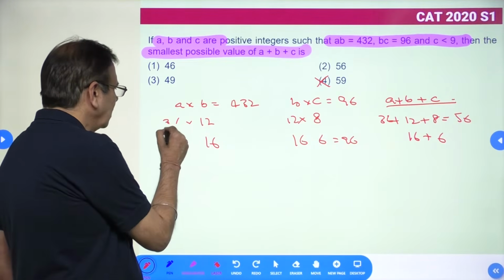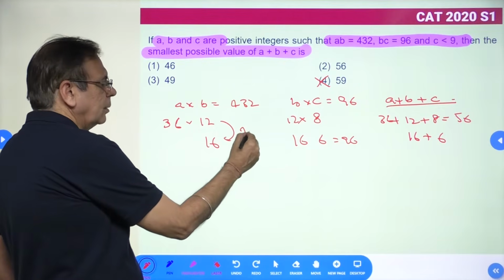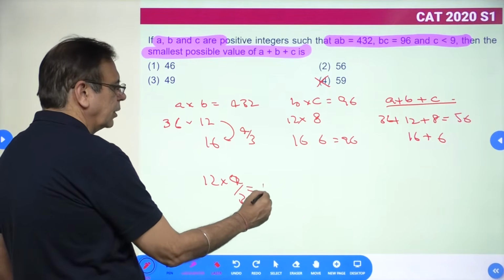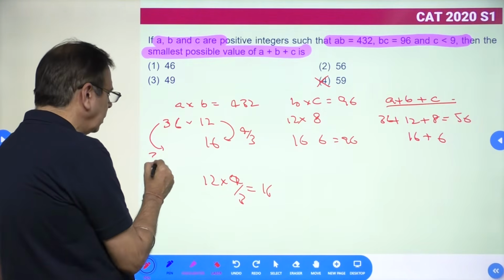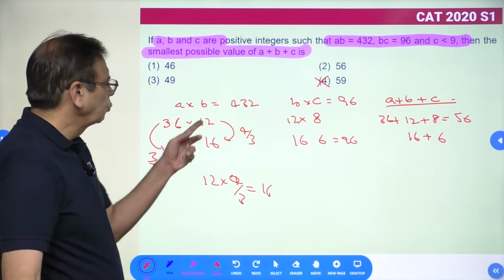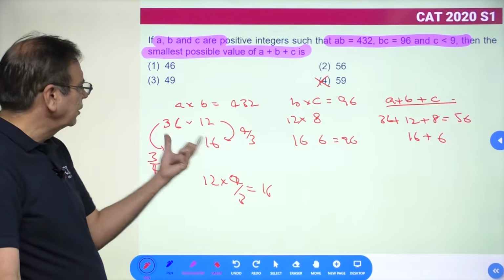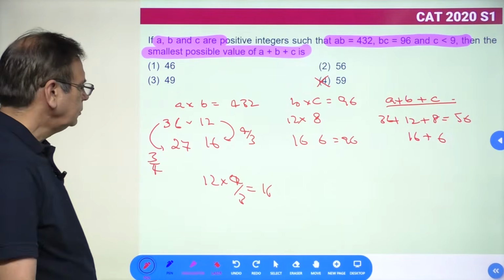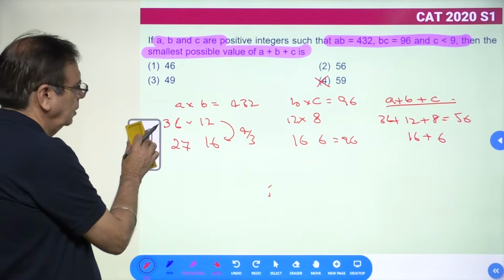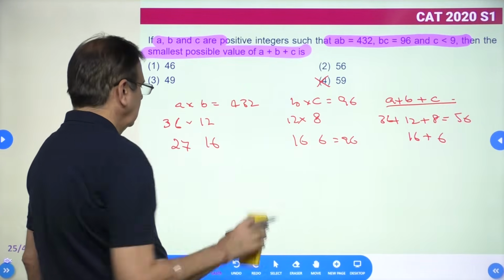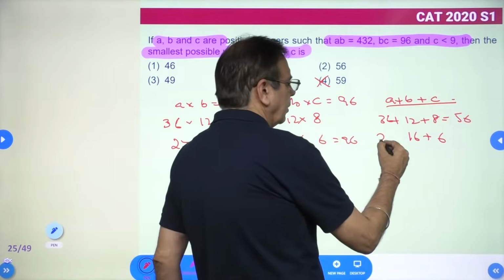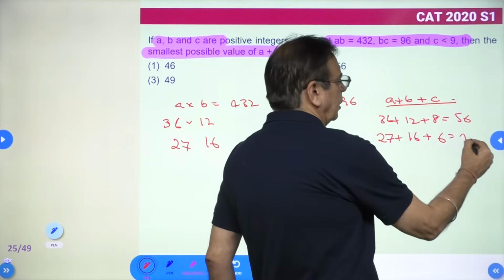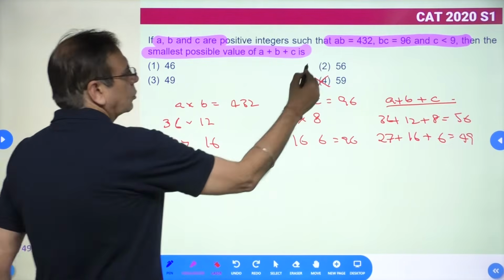Okay, let's look at this. 12 to 16 is 4 by 3. 12 into 4 by 3 is equal to 16. So if this has become 4 by 3, this should become 3 by 4. Since the product is the same, it should become 36 into 3 by 4, 27. Okay. So this becomes 27. 27 plus 16, 43, plus 6, 49. So my value is 49 now. So even this is wrong.